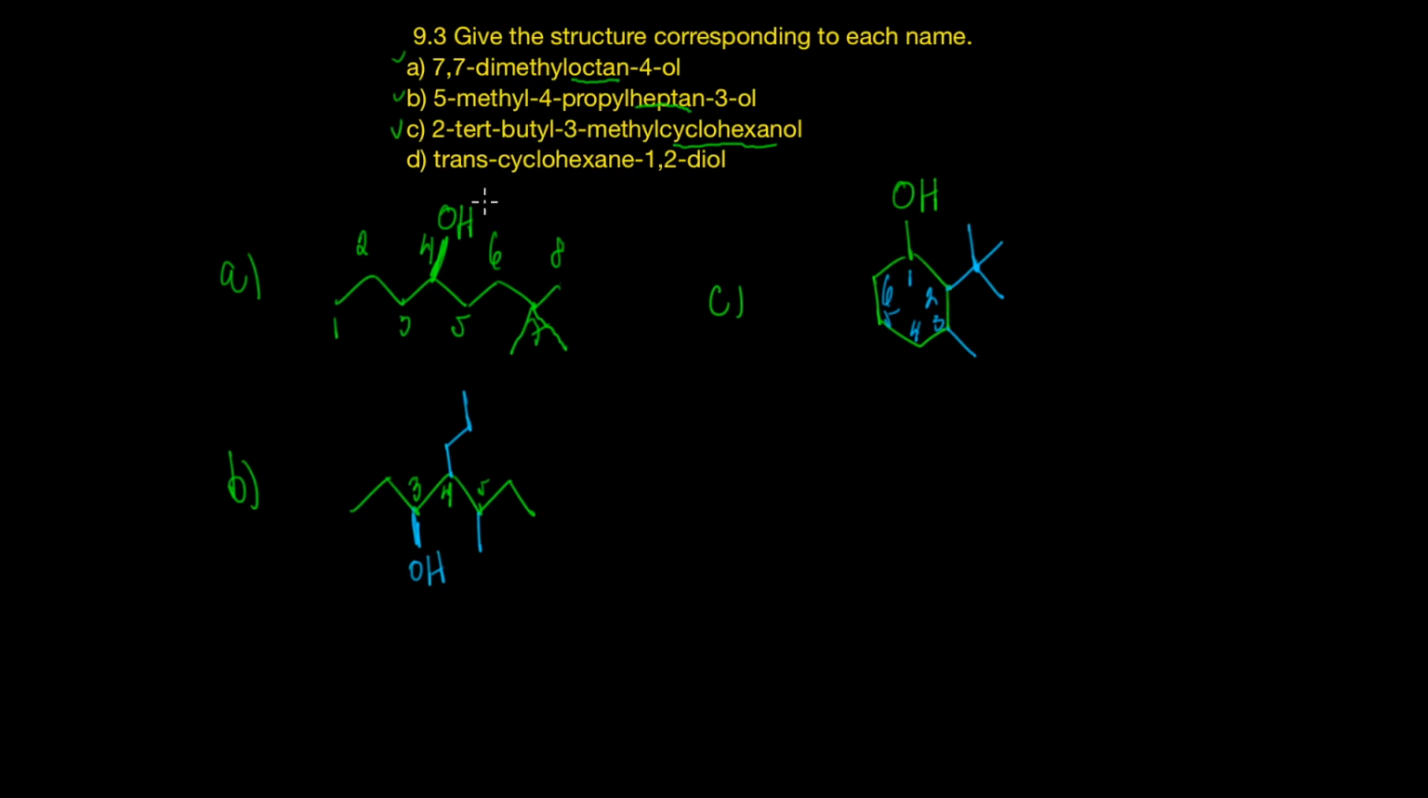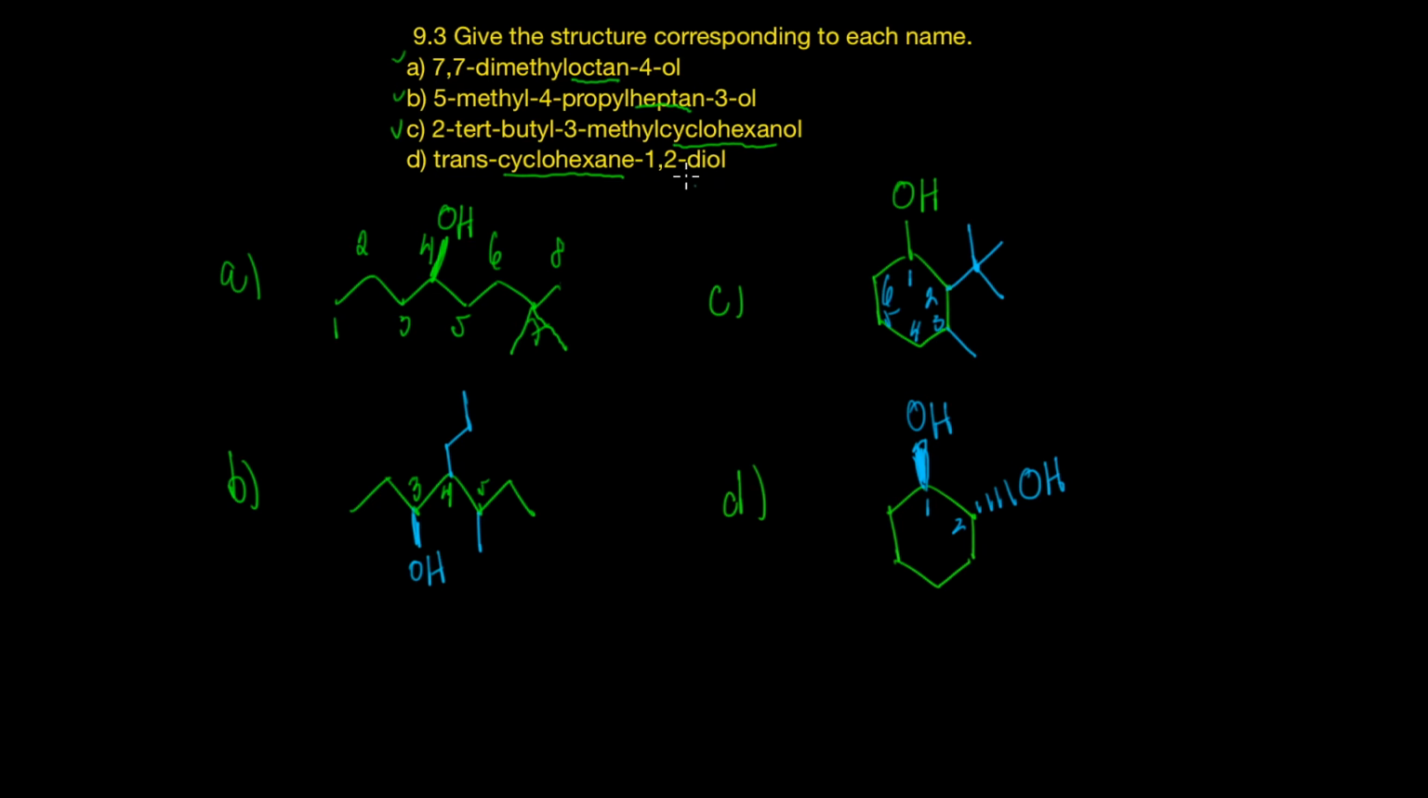Now for part D, we have trans-cyclohexane-1,2-diol. So let's start off with cyclohexane. Okay, and we want to number the carbons here again, and like I said, I kind of just put carbon 1 up on the top. No need to number the rest. We have 2 groups attached to carbons 1 and 2. They're alcohols. And so the alcohols are trans, so that means 1 up, 1 down. So we use a wedge to show one of the alcohols and a dash to the other alcohol.